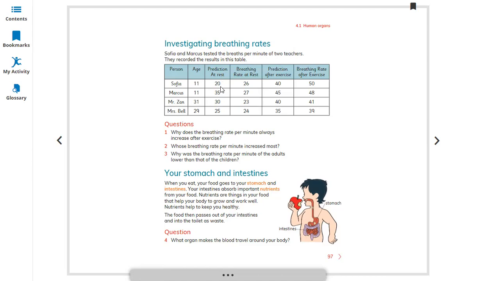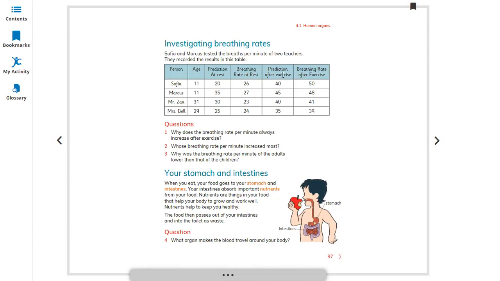Okay, prediction at rest, the normal sitting position. For Sophia 20, for Marcus it's 35, for Mr. Zen it's 30, and for Mrs. Bell it is 25. So breathing rate at rest, at the position of rest. At rest means the body is not doing any work, just sitting. You can see for the children it's 20, 26, 27, but for the teachers it's 23 and 24.